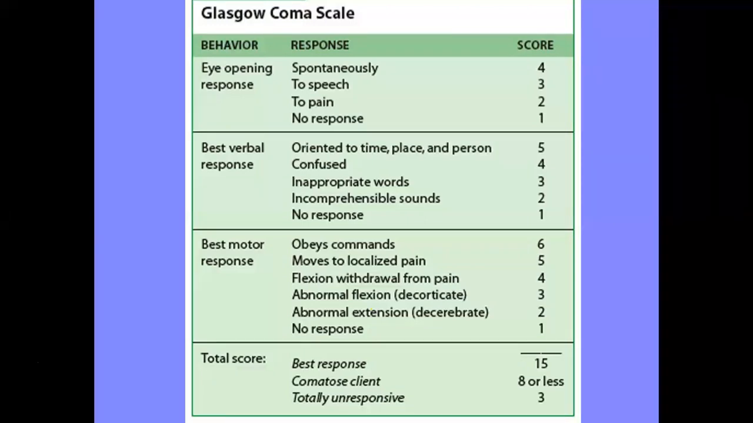Now, sometimes a problem may arise if the patient has periorbital ecchymosis. The patient may not be able to open his eyes. In this scenario, the eye score cannot be graded, and you just give him a suffix of C.